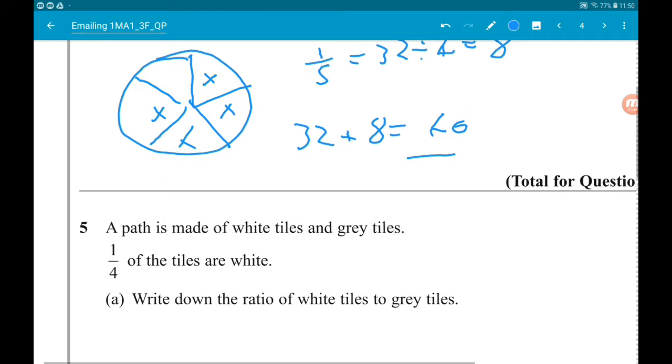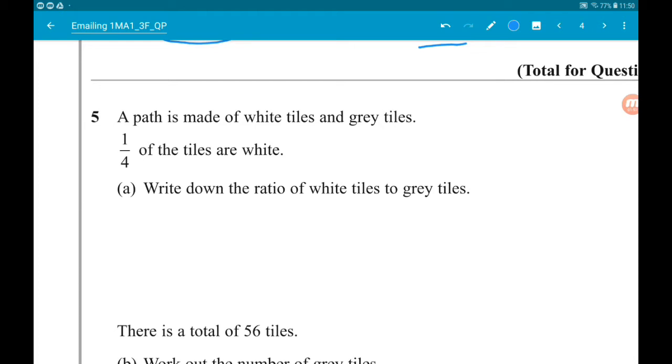Number 5. A path is made of white tiles and grey tiles. 1/4 of the tiles are white. Part A wants us to write down the ratio of white and grey tiles. So we're going to have W to G. Now, if 1/4 of the tiles are white, that means for every 4 tiles, 1 is white and 3 are grey. So, as a ratio, that's 1 to 3.